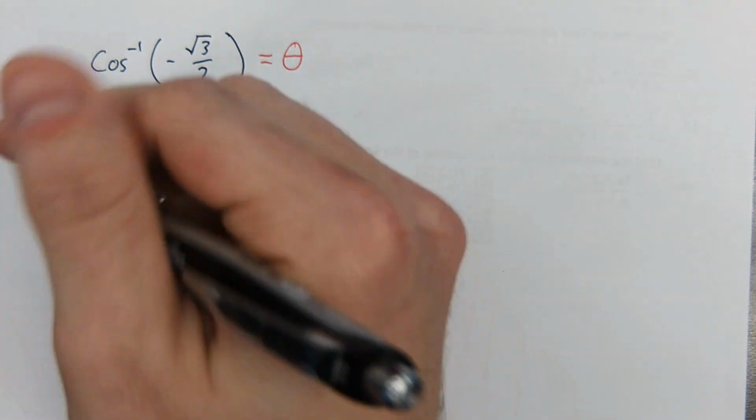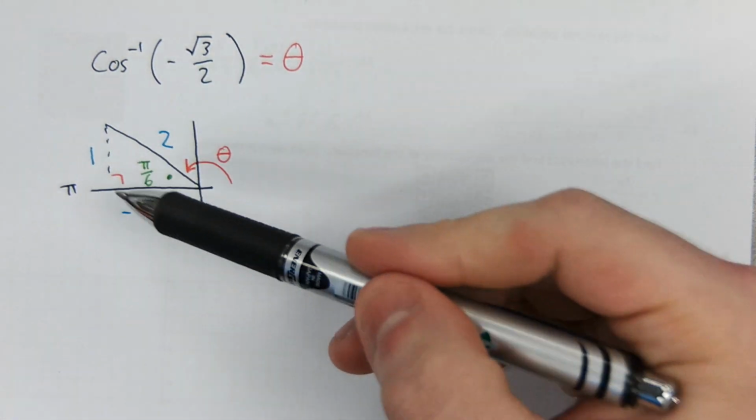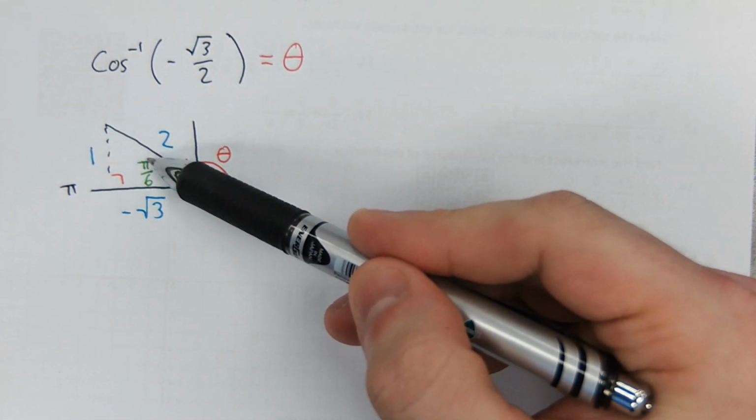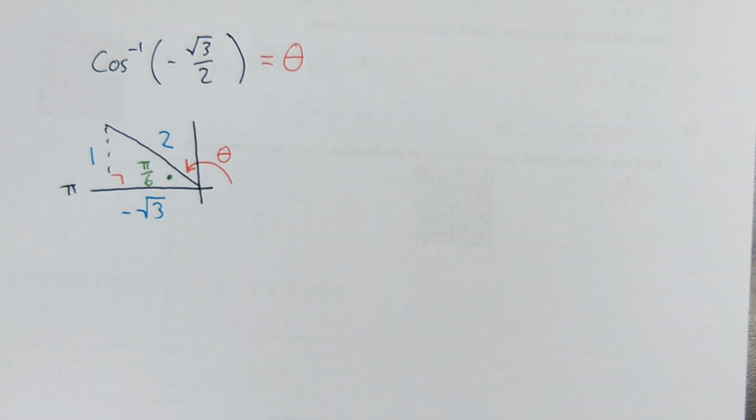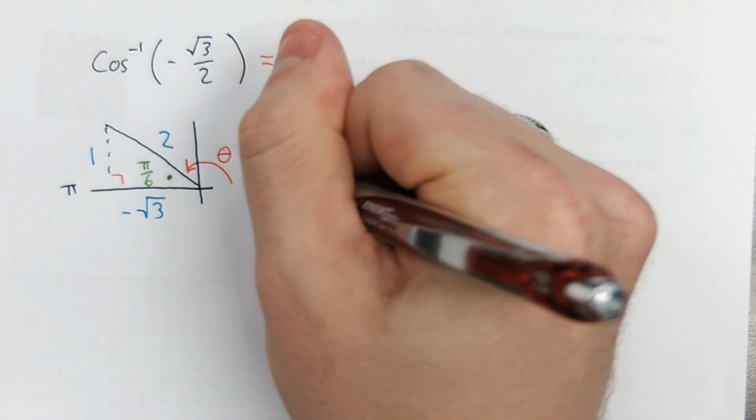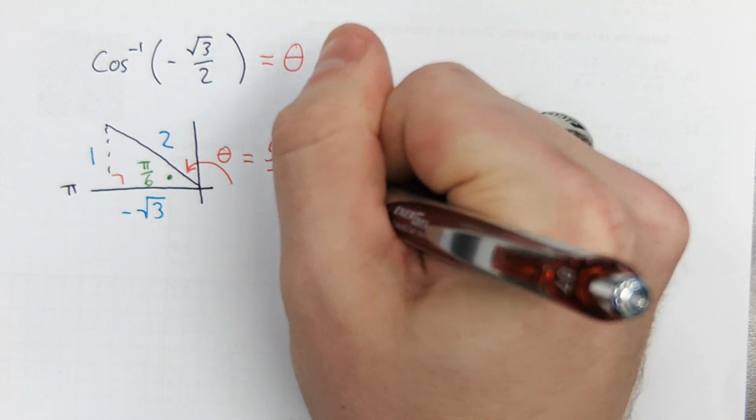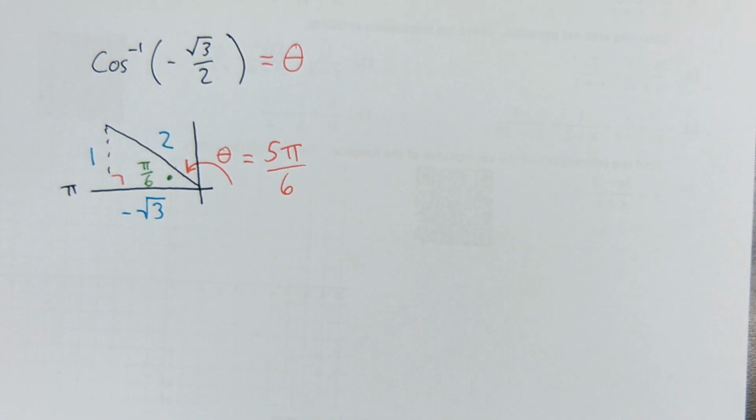So if this is pi, because it is quadrant 2, and the size of this angle is pi over 6, what is the size of theta? It's the other 5 pi over 6. That's the answer.